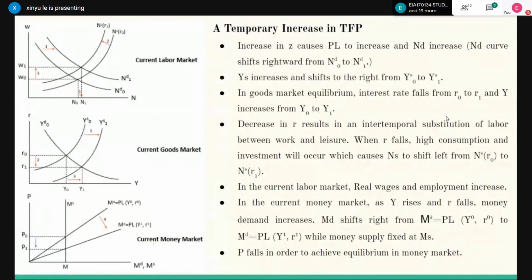When R falls, higher consumption and investment will occur, which causes the labor supply curve to shift left from NSR0 to NSR1. In the current labor market, real wages and employment increase. In the current money market, as Y rises and R falls, money demand increases. MD shifts right from MD0 to MD1, while money supply is fixed at MS. Price falls in order to achieve equilibrium in the money market.